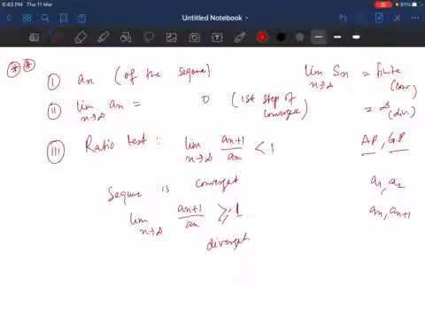So that's how we prove whether the sequence is convergent or divergent. Let me just discuss one of the questions in here. So here we have 1 plus 1 by 2 plus 1 by 3 plus 1 by 4 plus dot dot dot. So this is my sequence.